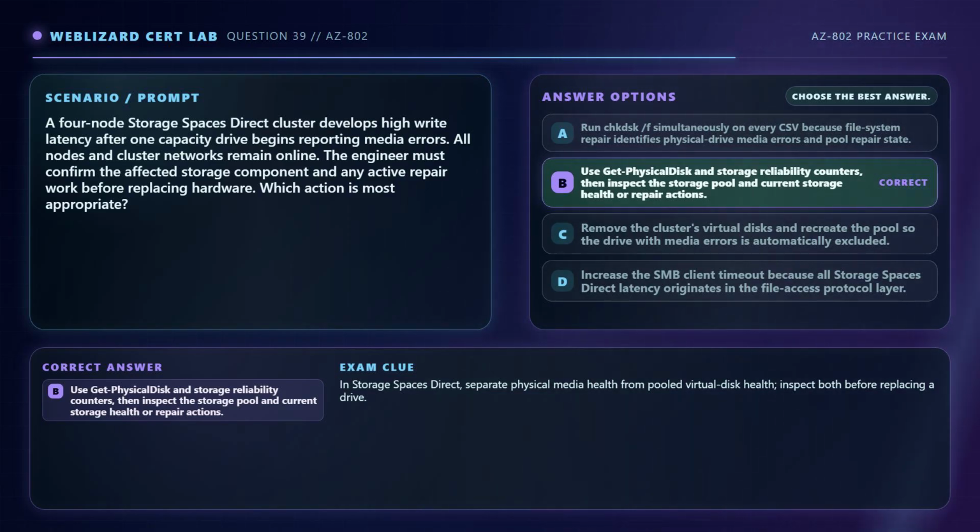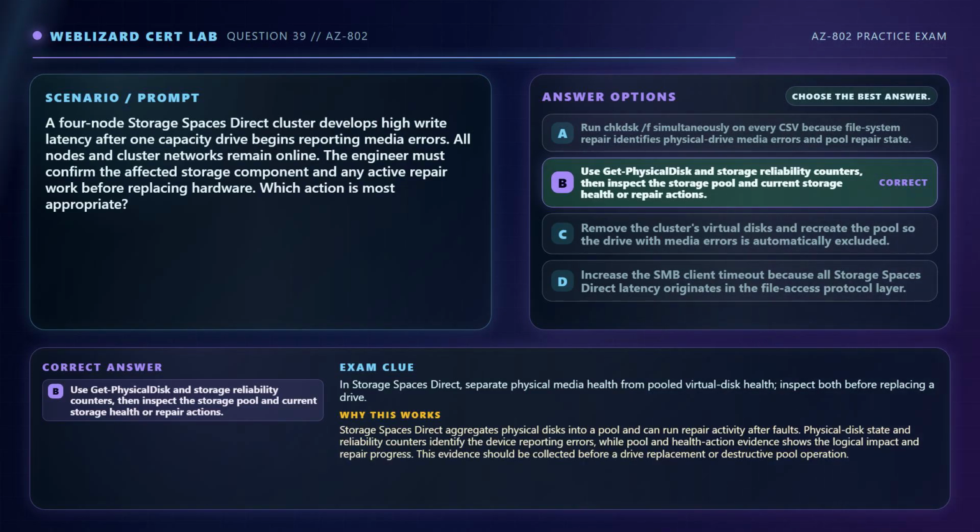Use Get-PhysicalDisk and storage reliability counters, then inspect the storage pool and current storage health or repair actions. Storage Spaces Direct aggregates physical disks into a pool and can run repair activity after faults. Physical disk state and reliability counters identify the device reporting errors, while pool and health action evidence shows the logical impact and repair progress. This evidence should be collected before a drive replacement or destructive pool operation. In Storage Spaces Direct, separate physical media health from pooled virtual disk health. Inspect both before replacing a drive.